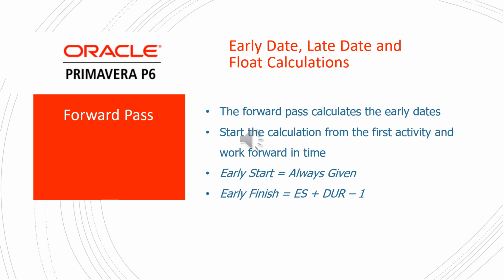Forward pass. Early date, late date, and float calculations. The forward pass calculates the early dates. Start the calculation from the first activity and work forward in time. Early start always given. Early finish equals early start plus duration minus 1.